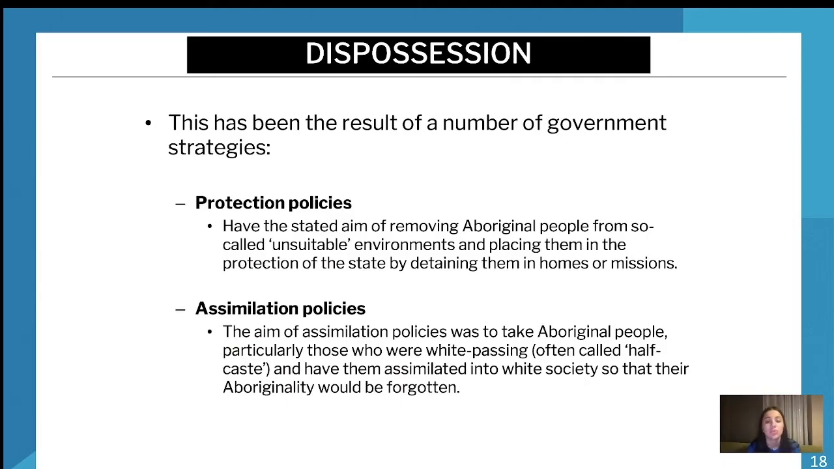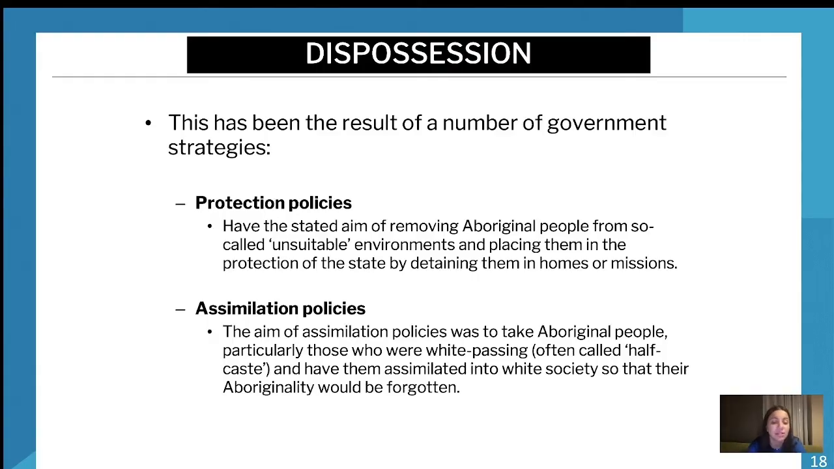So this was the direct result, and dispossession was the direct result of protection policies and assimilation policies, which were both government strategies. Protection policies had the stated aim of removing Aboriginal people from so called unsuitable environments and placing them in the protection of the state by detaining them in homes or missions. So they're more protected by being detained instead of in their unsuitable environment, which is their land, which is inextricably connected to the dreaming and to their identity.